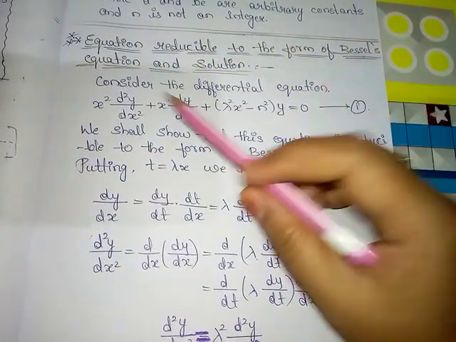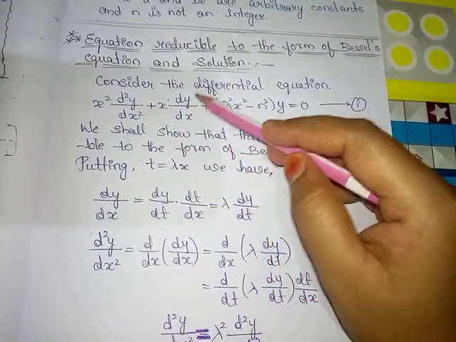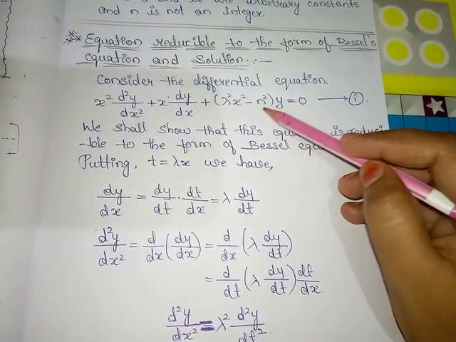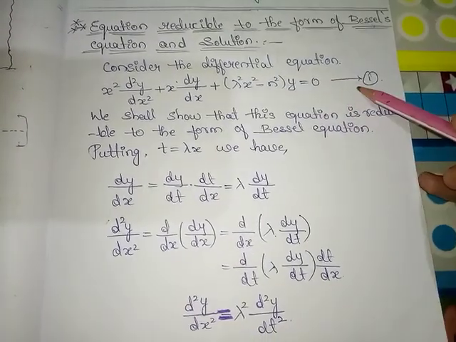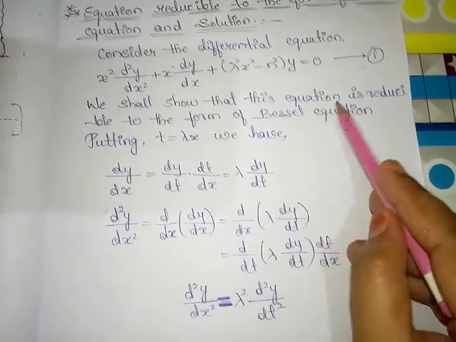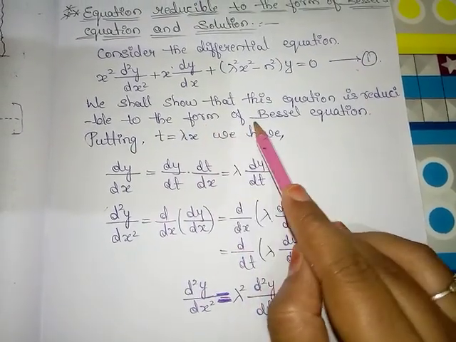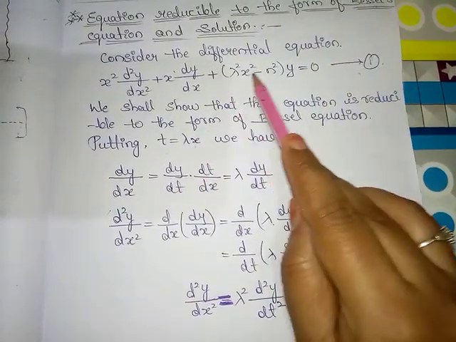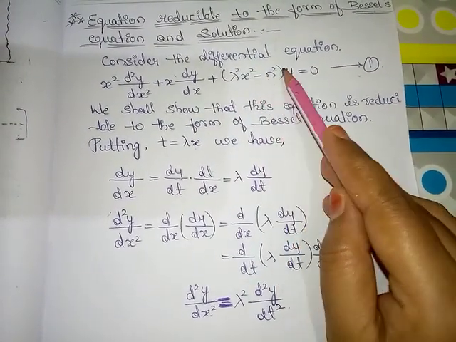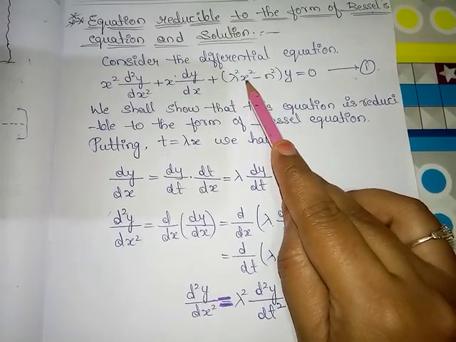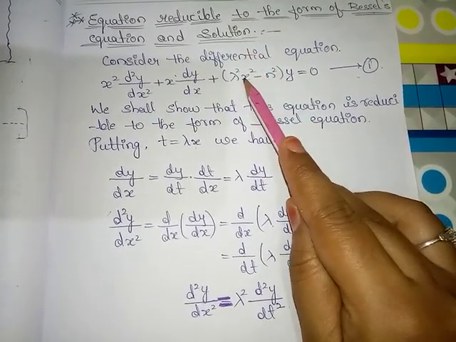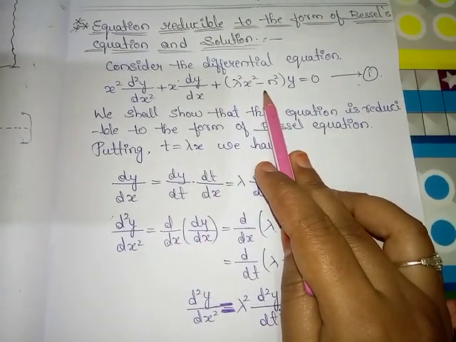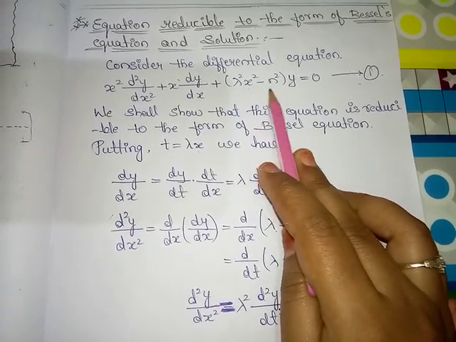Consider the differential equation x square d square y by dx square plus x dy by dx plus (lambda square x square minus n square) y is equal to 0. Name this as equation 1. We shall show that this equation is reducible to the form of Bessel equation by putting t is equal to lambda x. See here, what is the difference between this equation and our Bessel equation? Here we have lambda square x square, but in the Bessel equation we have only x square. We have to show that this equation is reducible to Bessel equation or Bessel function.